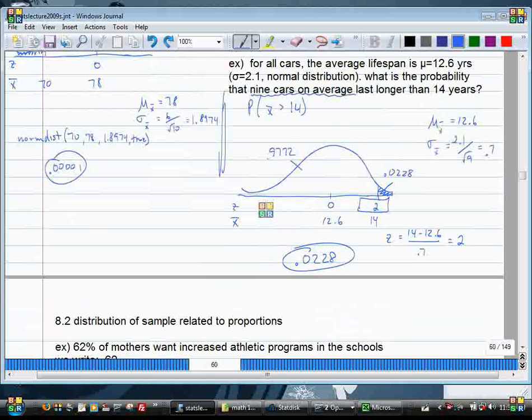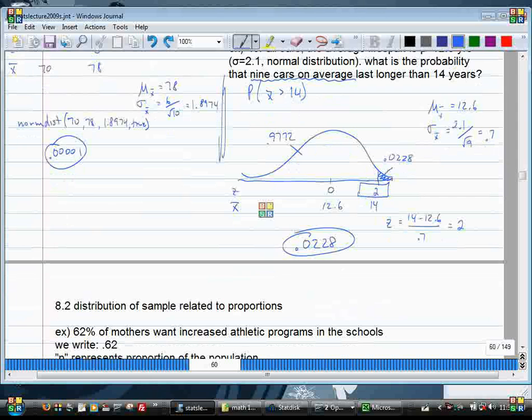So how do we translate this into statistics language and notation? First of all, what do we do with that 62%? How do we rewrite that? We write this as a decimal number. It's 0.62. That's the first thing.